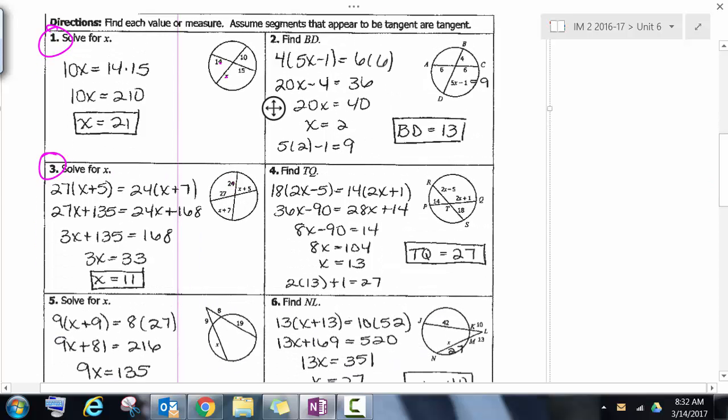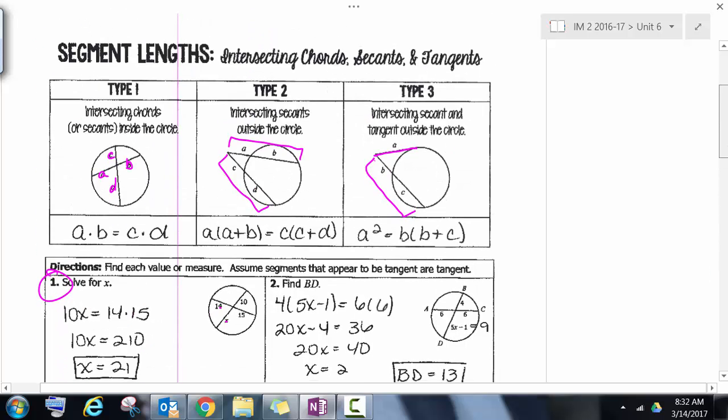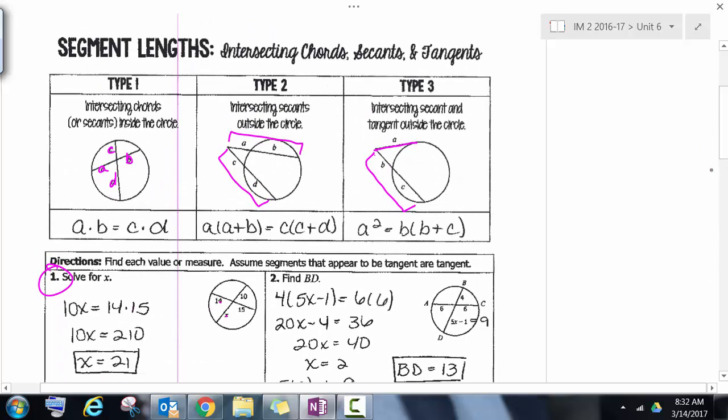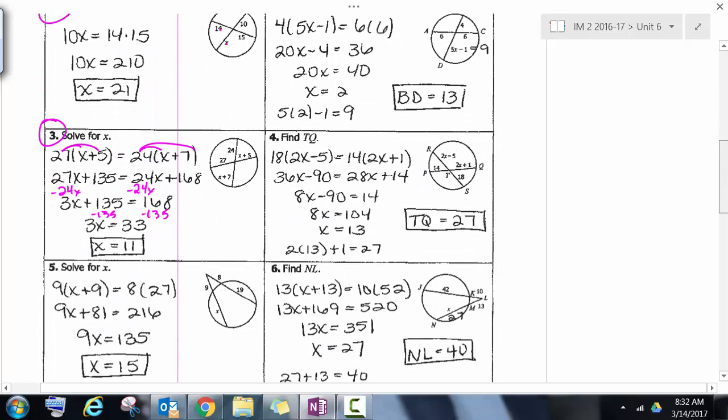Number 3, same thing, 24 times x plus 7 equals 27 times x plus 5, but now we need to distribute. We have 27x plus 135 equals 24x plus 168. We subtract 24x from both sides. We get 3x plus 135 equals 168, minus 135, 3x equals 33, divide by 3, x equals 11. So that is your type 1, where intersecting chords form these lengths.